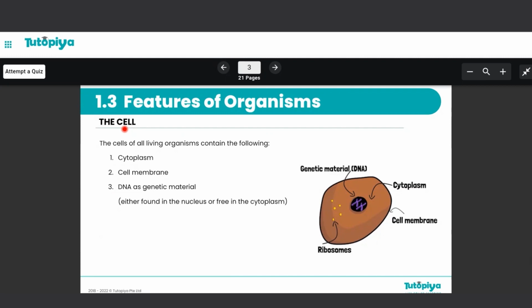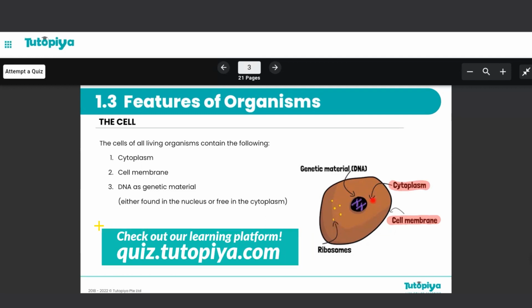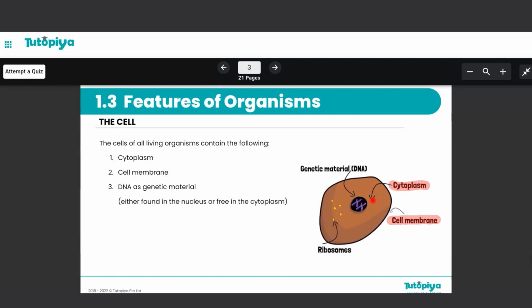So let's first understand this cell. This is what a typical cell looks like. In every cell, you will find a cell membrane. The cell membrane is basically a thin membrane that runs around the cell. And you will find cytoplasm. Cytoplasm is basically the fluid that fills up the inside of the cell. The fluid found inside the cell is called the cytoplasm. And also, every single cell that we come across is going to have genetic material, which is usually DNA. So every cell usually would have DNA within the cell.